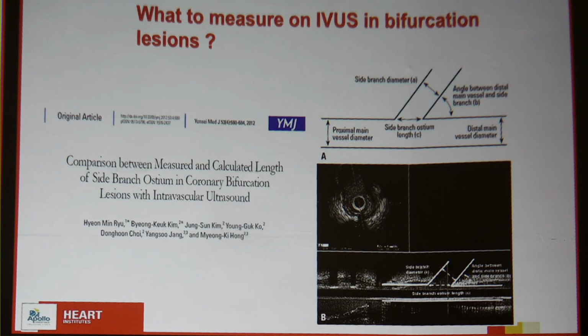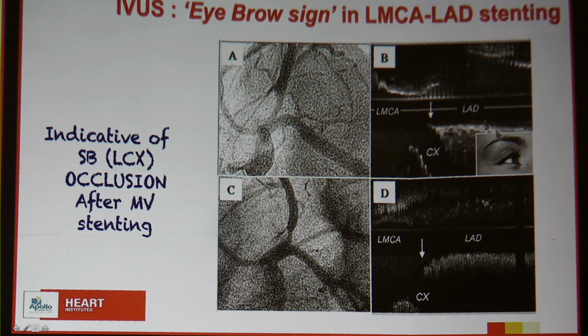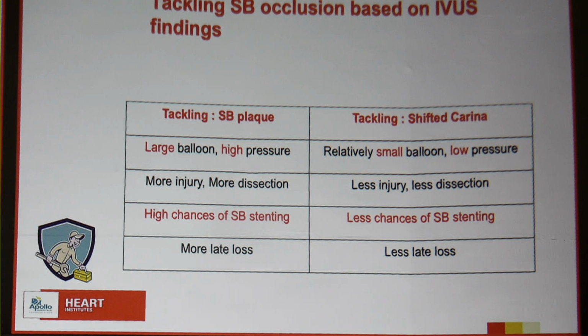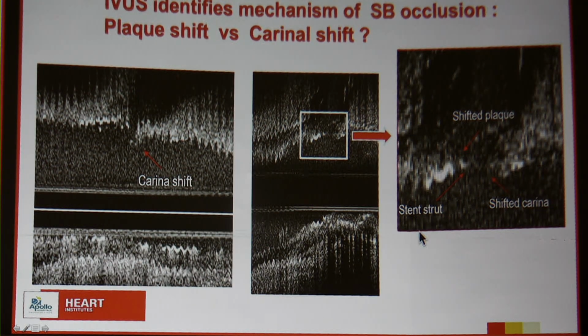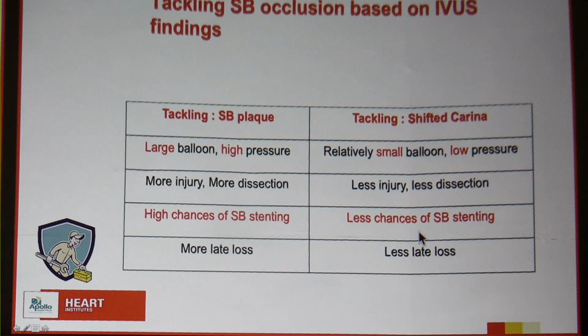For true bifurcations, you have to see which angle is there and you have to size your stents. Something which you all know, the eyebrow sign: once you have an eyebrow sign, it indicates that possibly this artery will get closed. There are two things which I'd like to highlight: what is a carinal shift and what is a plaque shift. This has to be identified on IVUS because the strategy is different. If it is a plaque shift, then you have to use a large balloon. There will be more injury and more chances that sidebranch stenting will occur. And if this is a carinal shift, only use a small balloon, less injury, less chances of sidebranch stenting. So this is something new that you have to know while doing your IVUS, whether you have caused a plaque shift in a single stent strategy or it has got a carinal shift.